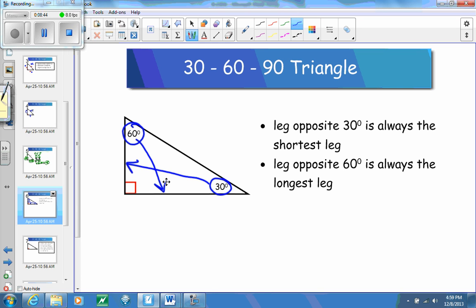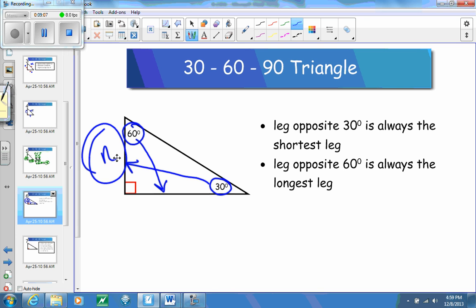Now, with 30, 60, 90 triangles, we don't have something where both sides are the same, and then our hypotenuse is one side times square root of 2. It's a slightly different way. But the one thing that's interesting is the fact that all of our sides here have a relationship to that shortest side that we have. And so what we're going to be looking at is the shortest side.